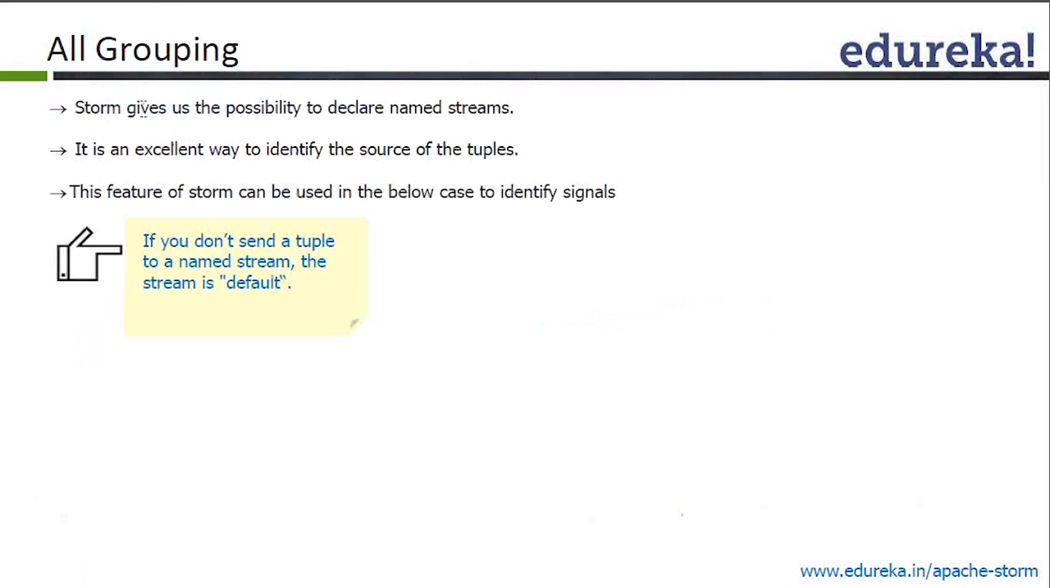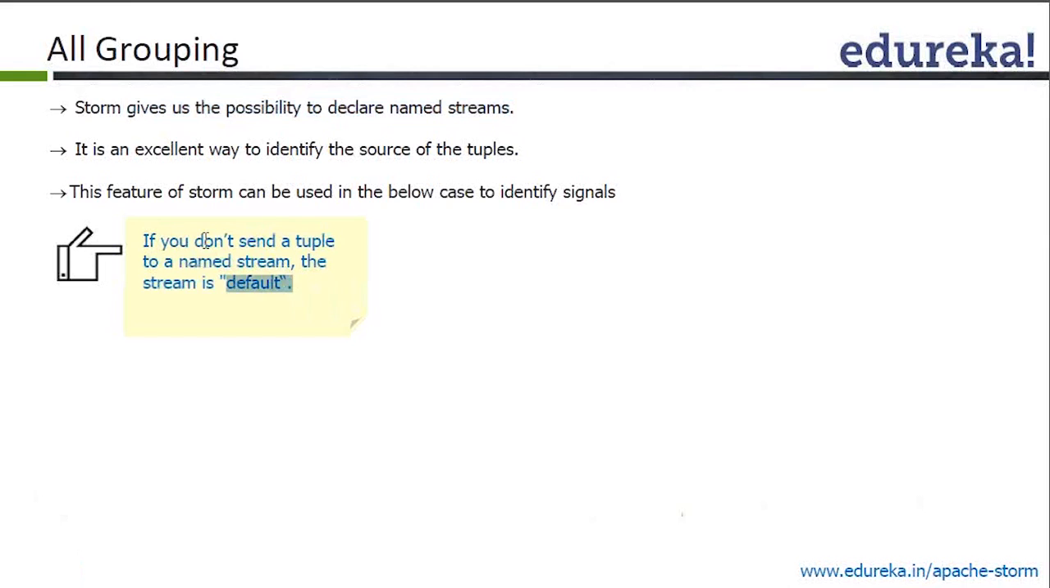Now, basically Storm gives us the possibility to declare named streams. That is exactly what you just saw, those IDs. Those aliases were the IDs, and this is how exactly you can access them, basically getSourceStreamId. These are the inbuilt functions which Storm provides. The reason why I'm focusing on the possibility of declaring the names is because the next grouping, or probably the one after that, is going to use the very same. Okay.